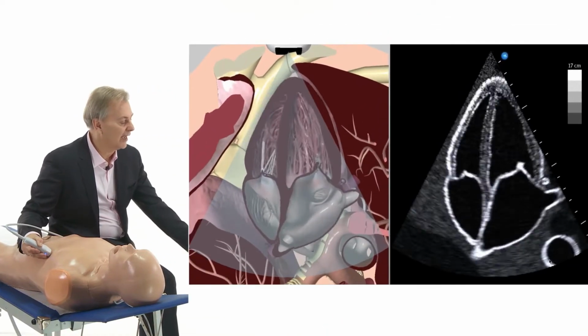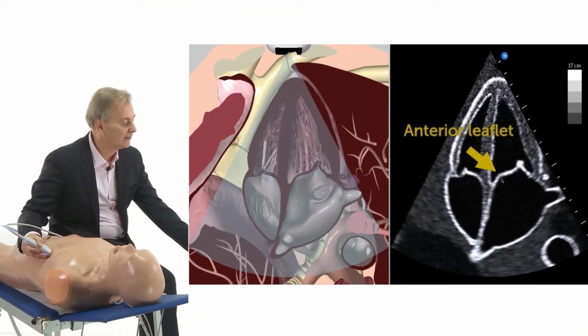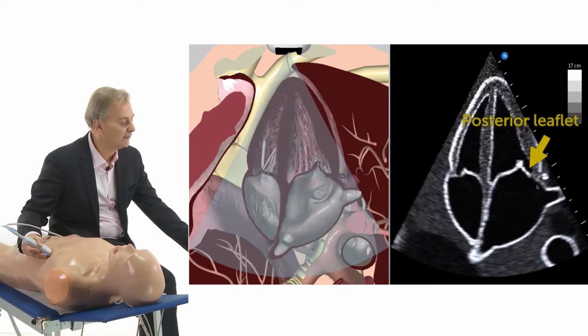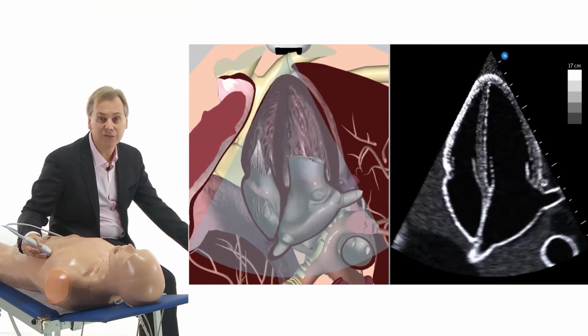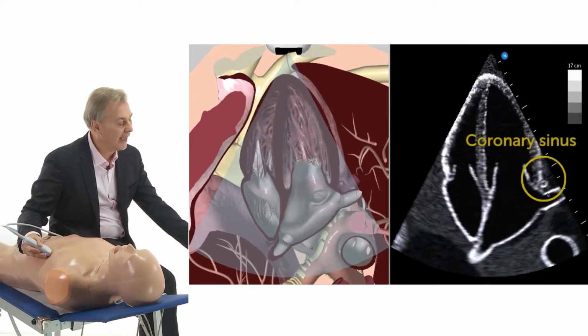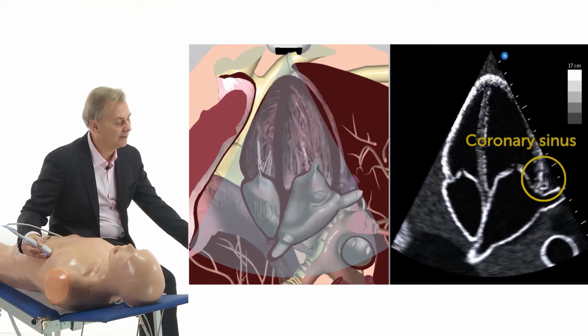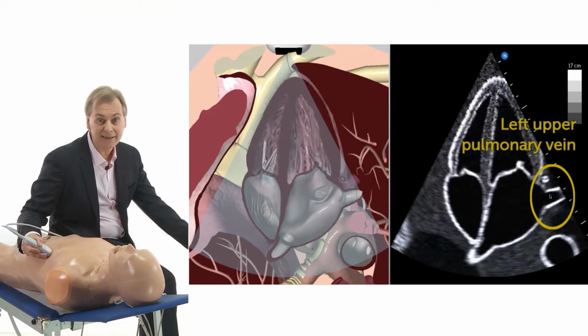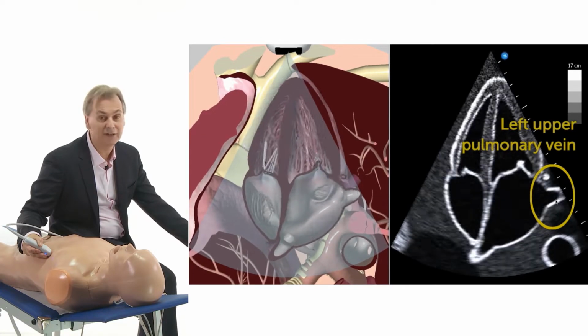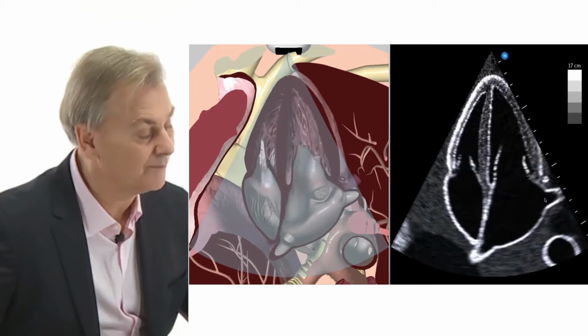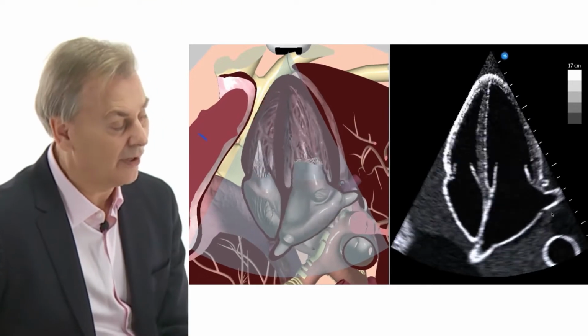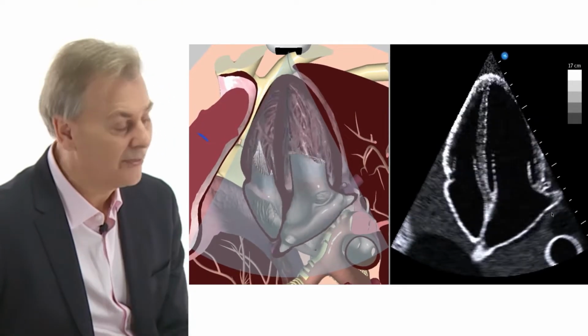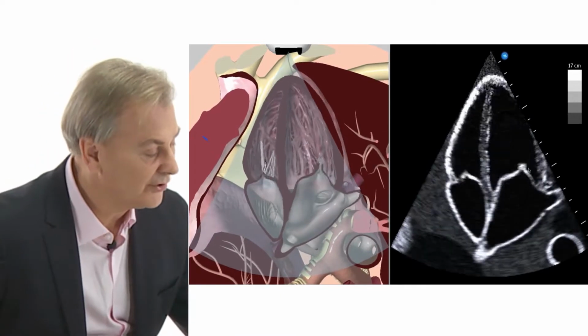First of all, we have the anterior leaflet here and the posterior leaflet here of the mitral valve. And then right here in this groove between the left ventricle and the left atrium, we have the coronary sinus. And then close to that, we have a vessel that enters the left atrium, which is the left upper pulmonary vein. Usually not seen here on the simulator, you would also have the left atrial appendage very close here.